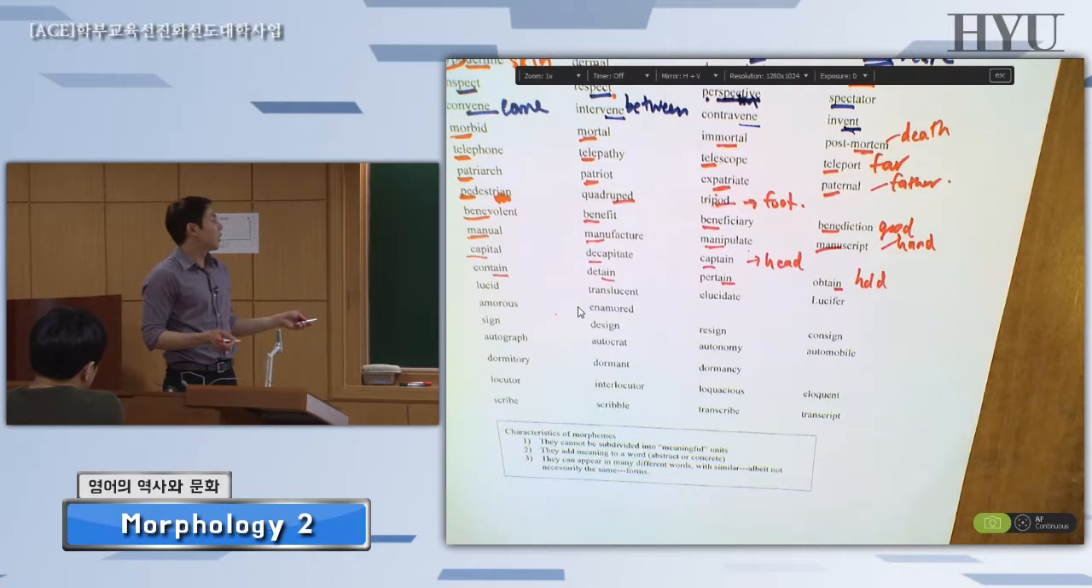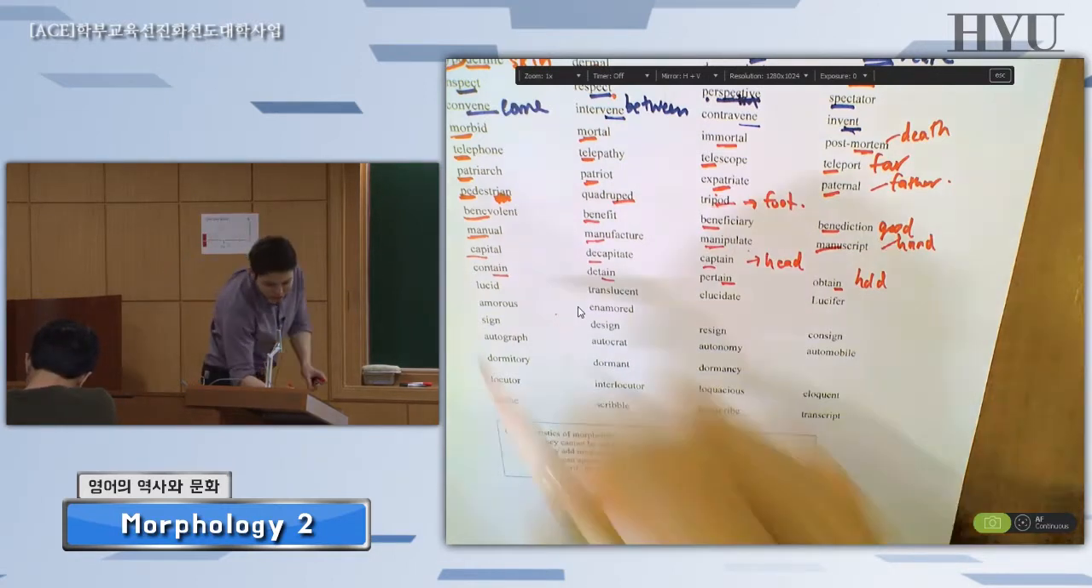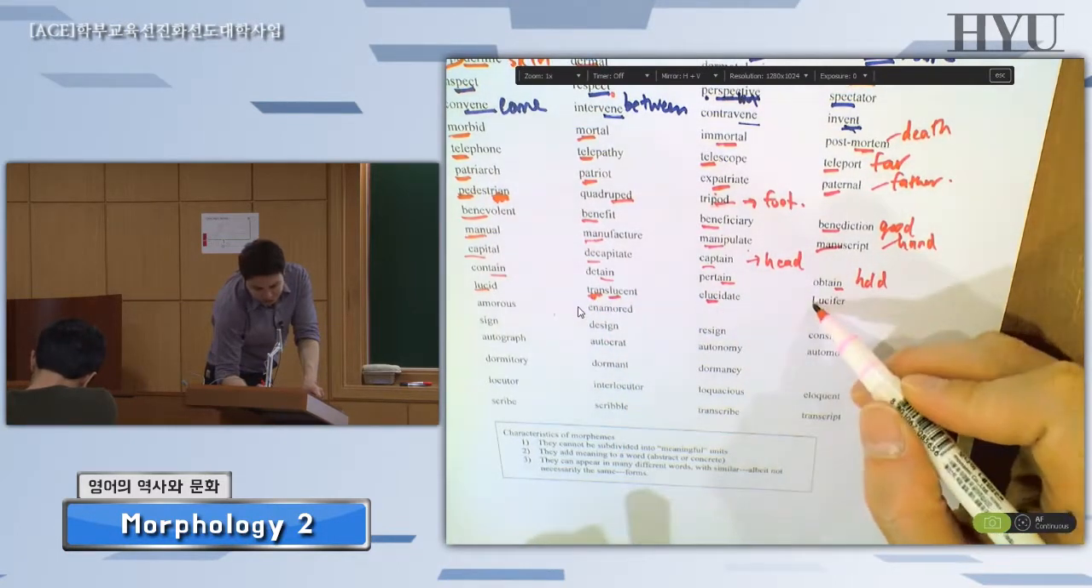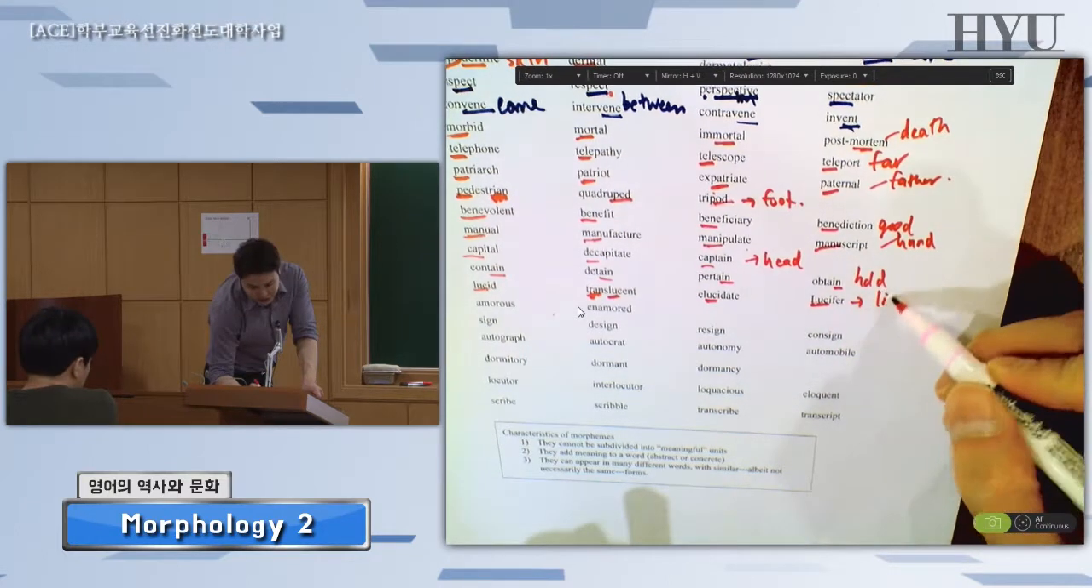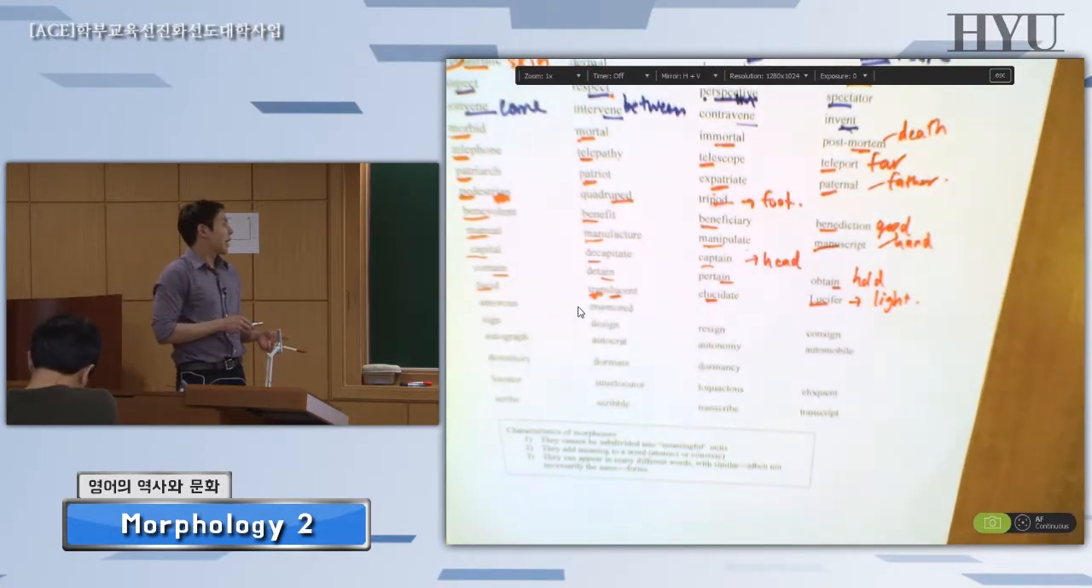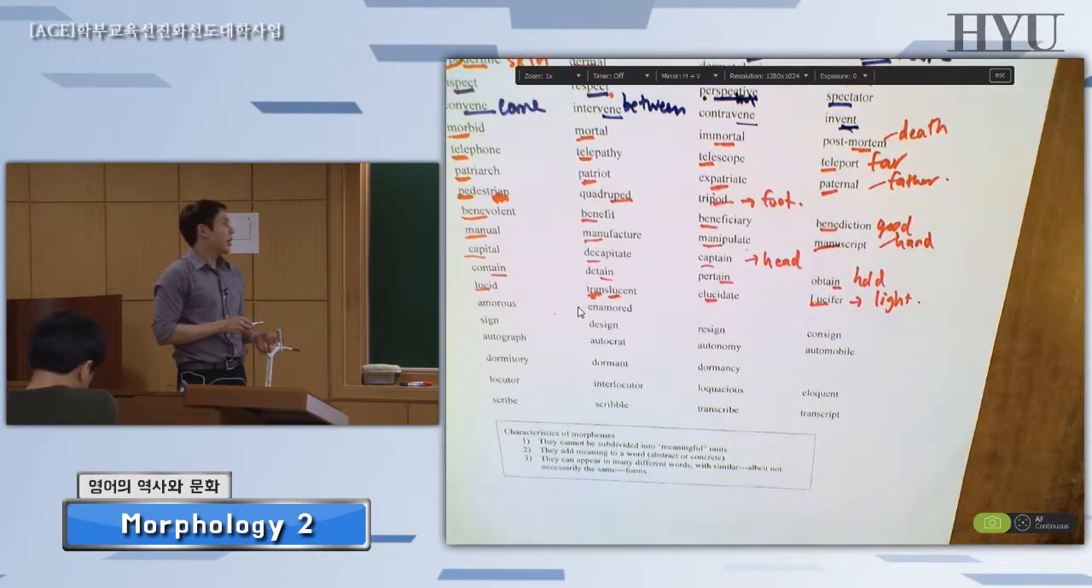Next line, what do you see? LUC, LUC, LUC, LUC. From Latin, it means light. So lucid is like light quality, so it means it's clear. Translucent is also clear. Elucidate, to make clear, to make you understand clearly. Can you elucidate on that issue?